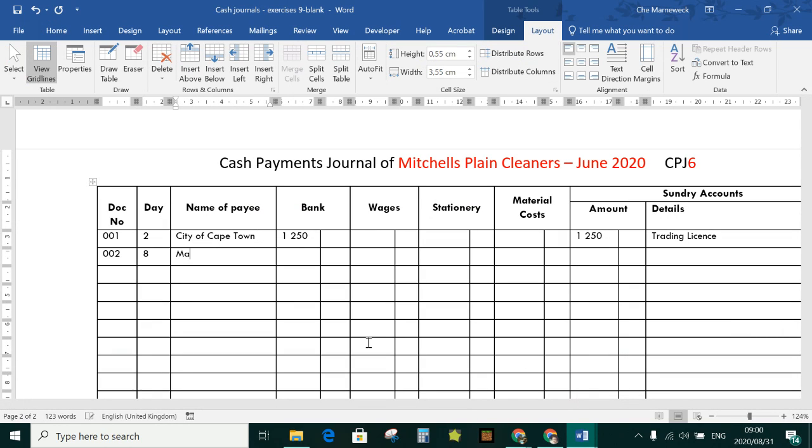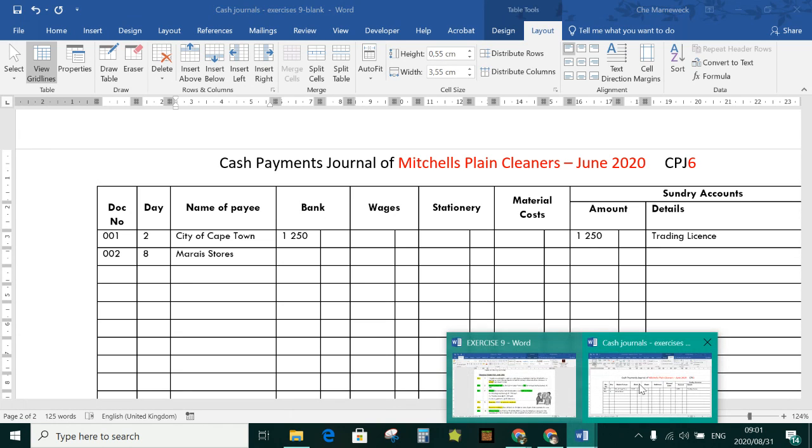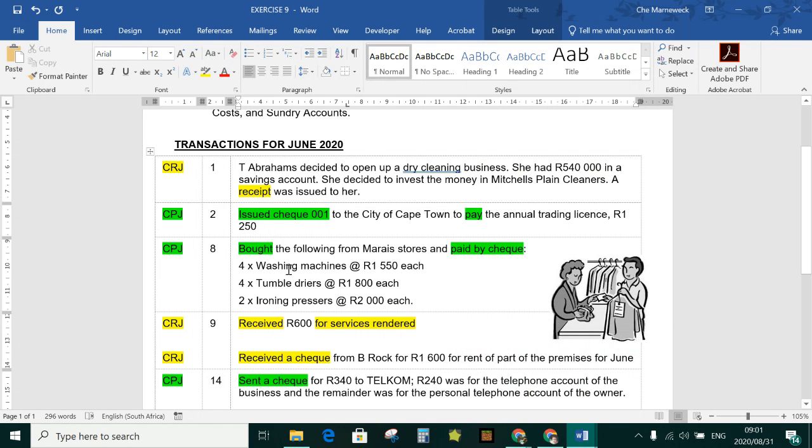Day 8, Murray stores. We now need to work out how much money we have had to pay Murray stores. And so if we go back to our transaction, we have bought 4 washing machines, 4 tumble dryers, and 2 iron presses. Now, what do we call any kind of furniture or appliance that we purchase in accounting? Hopefully, at this point in exercise 9, you're able to identify that that would be equipment.